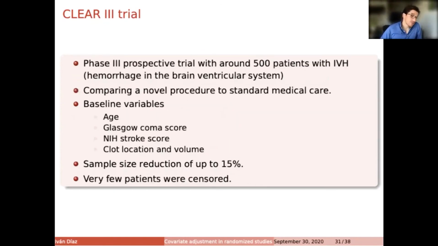The CLEAR-3 trial is a phase 3 prospective trial with around 500 patients that had IVH, a hemorrhage in the brain ventricular system. Again, the comparison was between a novel procedure and standard medical care, with prognostic covariates. In this trial, we saw a sample size reduction of up to 15%.